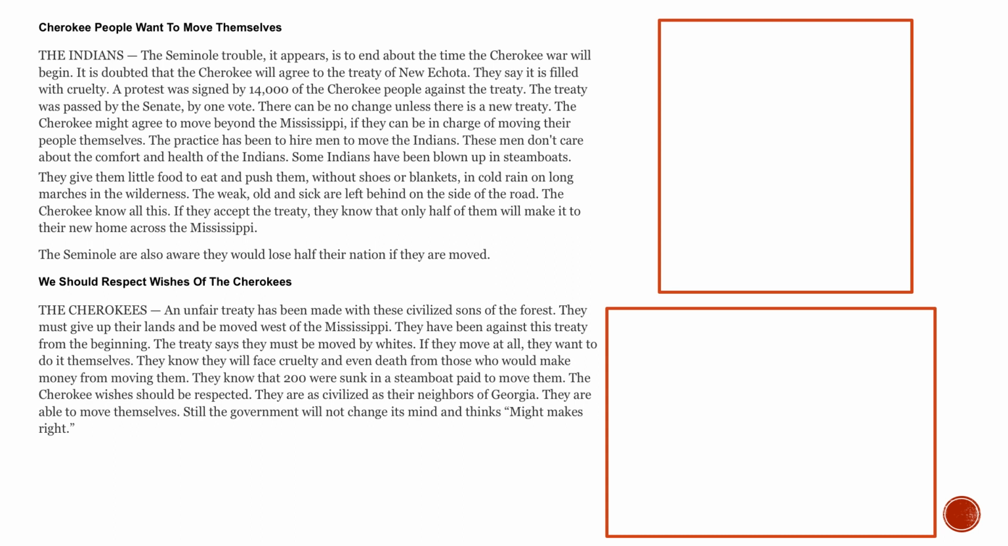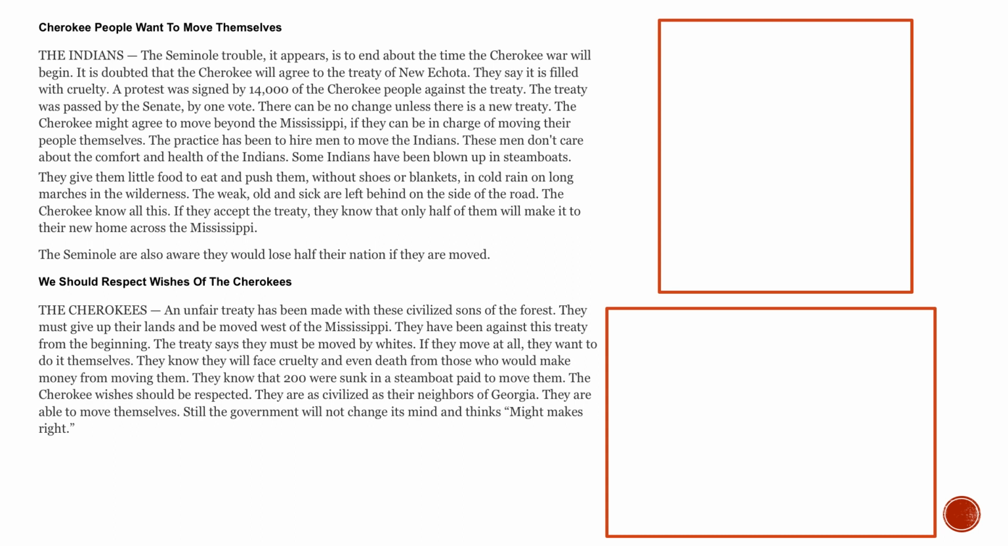There can be no change unless there is a new treaty. The Cherokee might agree to move beyond the Mississippi if they can be in charge of moving their people themselves. The practice has been to hire men to move the Indians. These men don't care about the comfort and health of the Indians. Some Indians have been blown up in steamboats. They give them little food to eat and push them without shoes or blankets in cold rain on long marches in the wilderness. The weak, old, and sick are left behind on the side of the road.